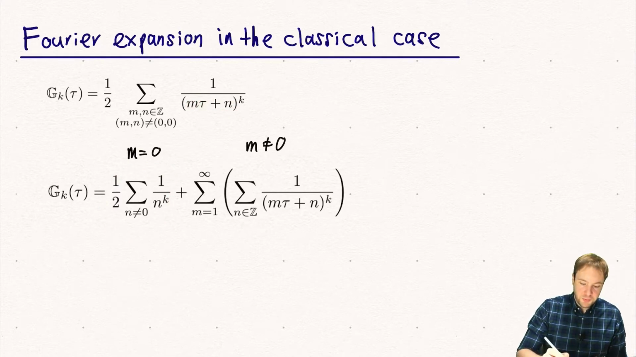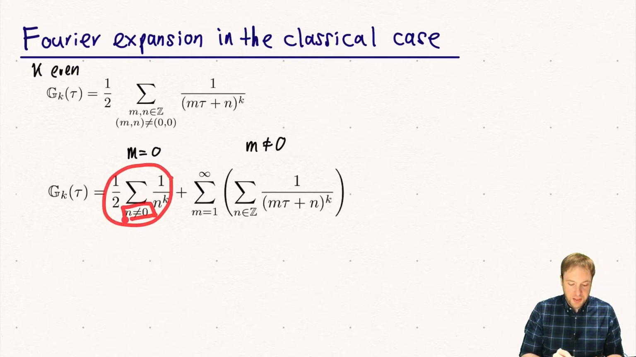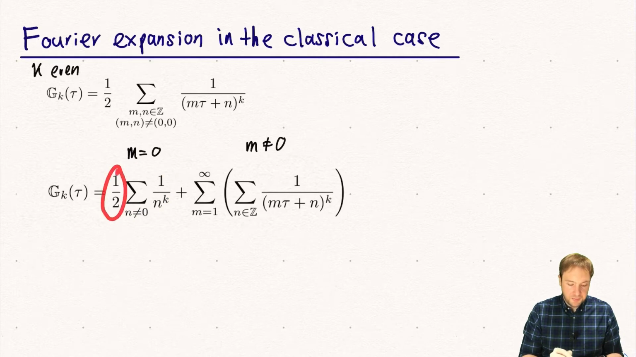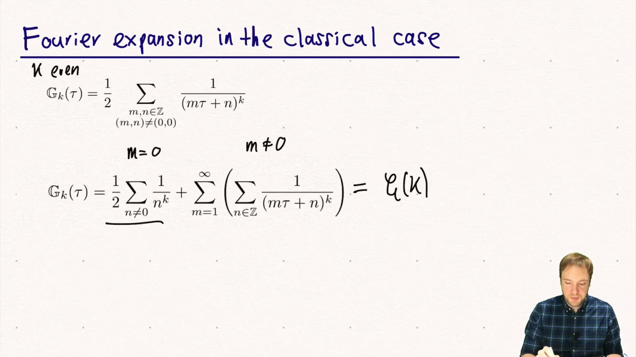And now we use that k is even, and therefore we can restrict to the case when n is positive, and this factor 1/2 we can then ignore because we have twice the part when n is positive. So this will give exactly zeta(k). So this comes from this part here.